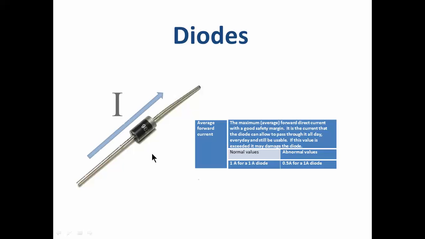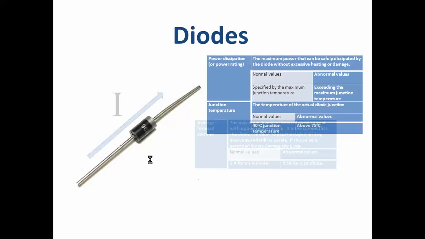The average forward current is the current that can flow through the diode all day, every day, without overheating the diode or breaking it down. And 1 amp for a 1 amp diode. If we've only got half an amp flowing for a 1 amp diode and it's overheating or breaking down, then we've got problems with the diode.